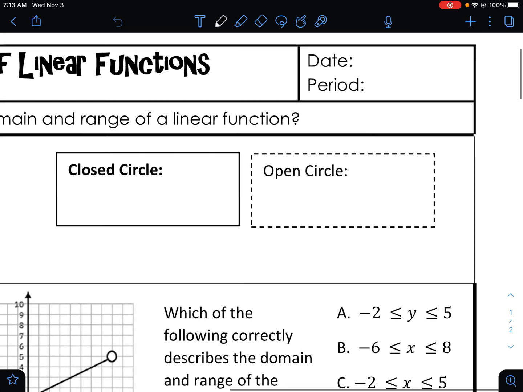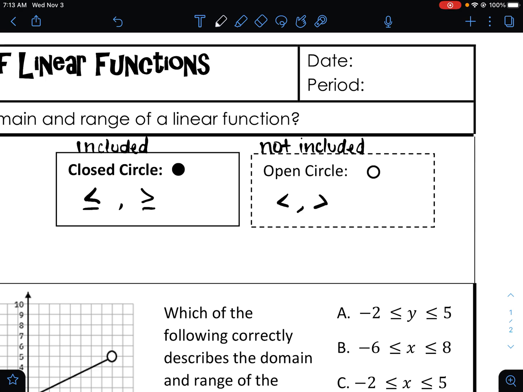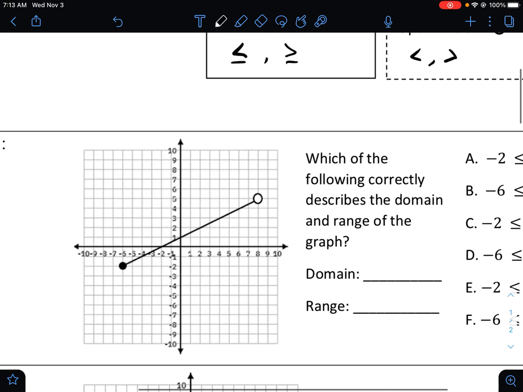So first thing we need to know is how to determine if we have a closed circle or an open circle. What we mean by a closed circle is, on a graph, you will see something looking like this, which means it's included. The inequality signs that go with this would be less than or equal to or greater than or equal to. For an open circle, you will see something that looks like this. This is not included, and it will go with less than or greater than. So we're going to break this down piece by piece.